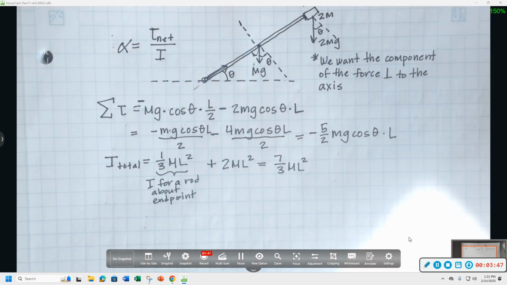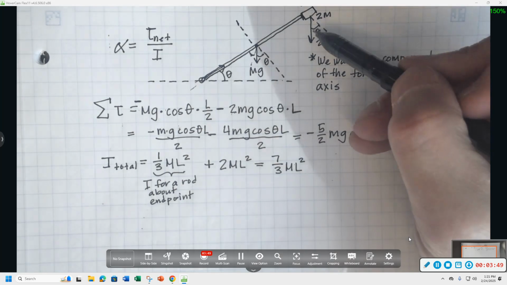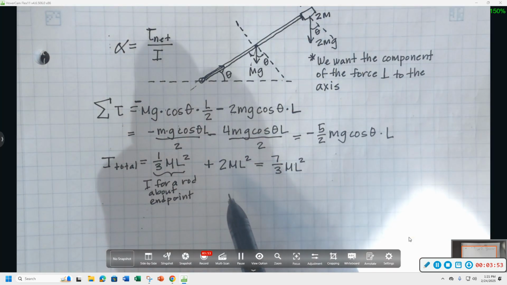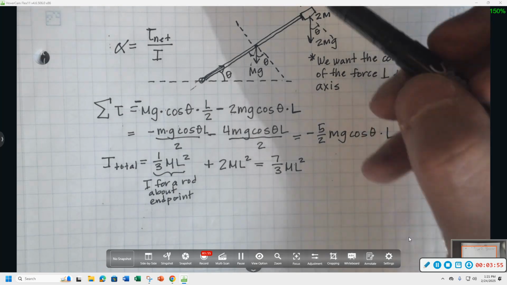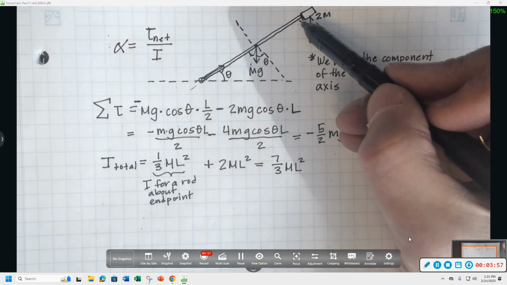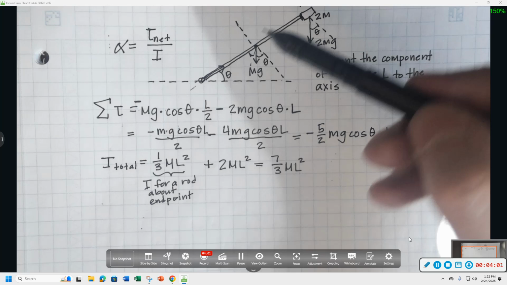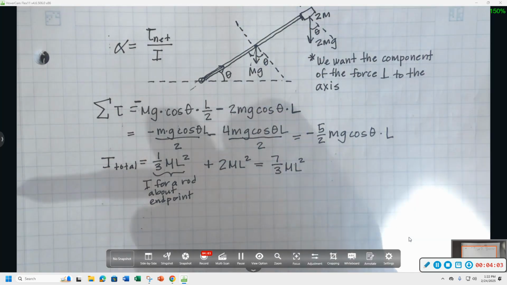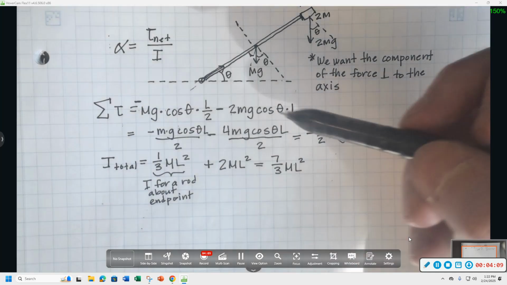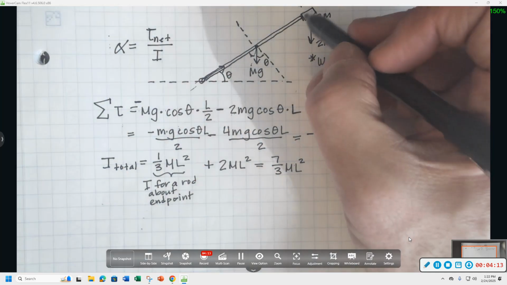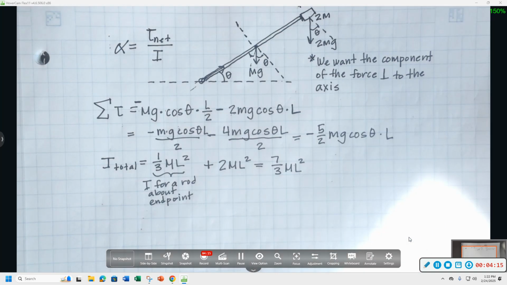Mr. Toby, why did you do cosine theta here and you didn't do cosine theta here? Okay, when we're talking about rotational inertia, we're talking about just the mass times the distance. We're not talking about the force. That's the difference here. In this part, we're dealing with the force. We're breaking the force down into its components. Here, we're just straight up mass times the distance away.